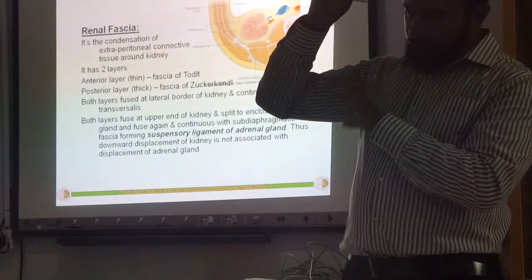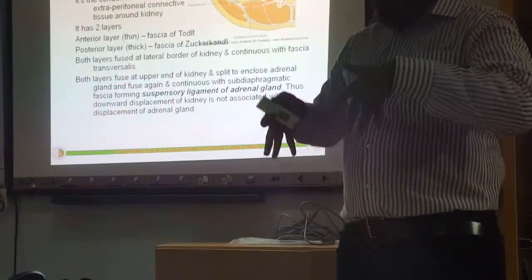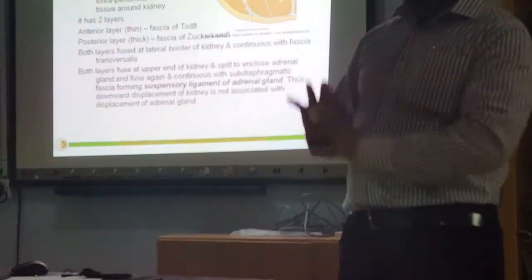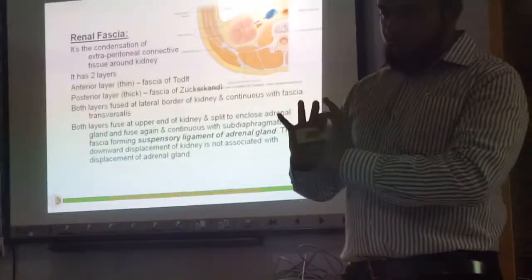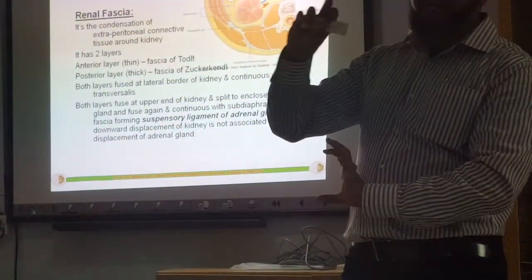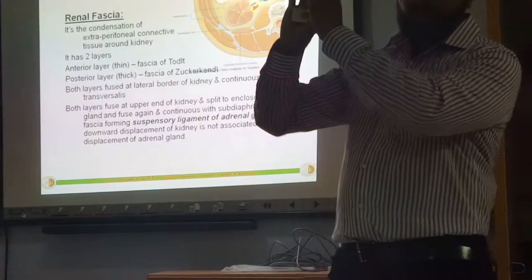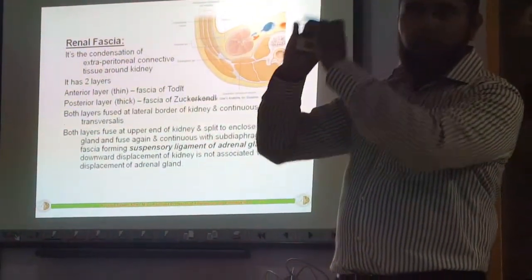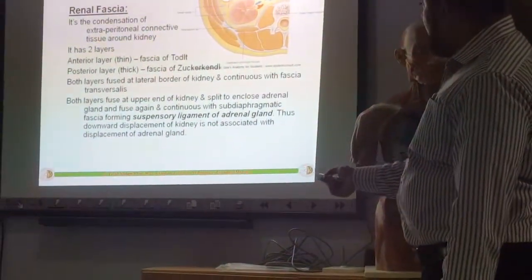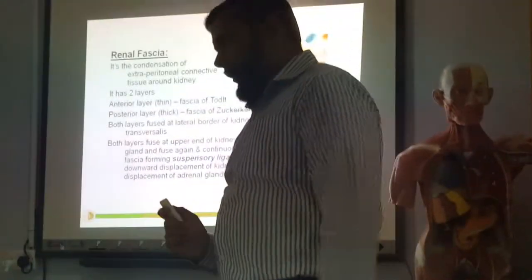Now, if there is descent of the kidney, it is not covered below, so it is free. If there is any descent because of any abnormality in the kidney, only the kidney will descend. The suprarenal gland will be held in its position because of this suspensory ligament. It is covering the suprarenal gland totally. That's why it is called not the suspensory ligament of the kidney, but the suspensory ligament of the adrenal gland or suprarenal gland.